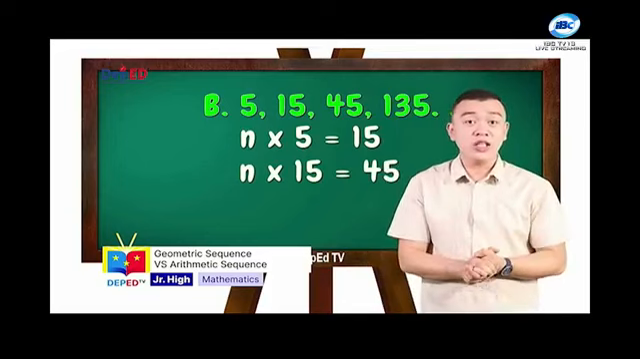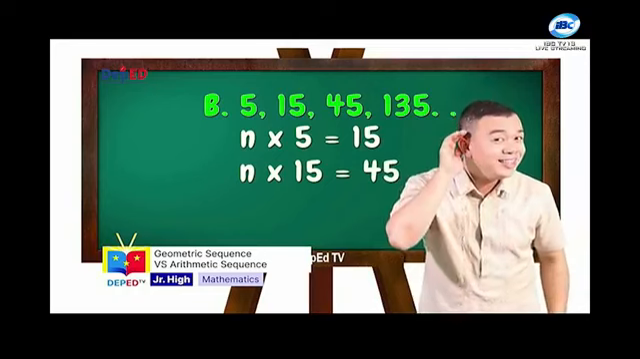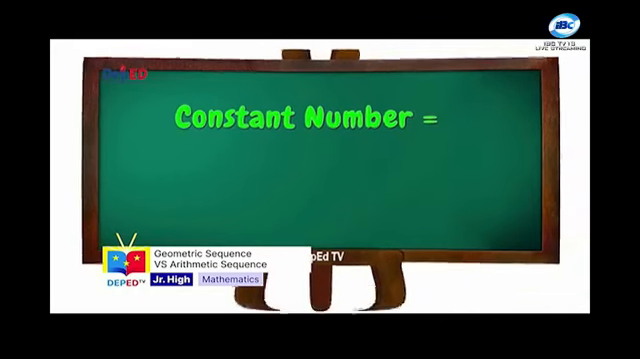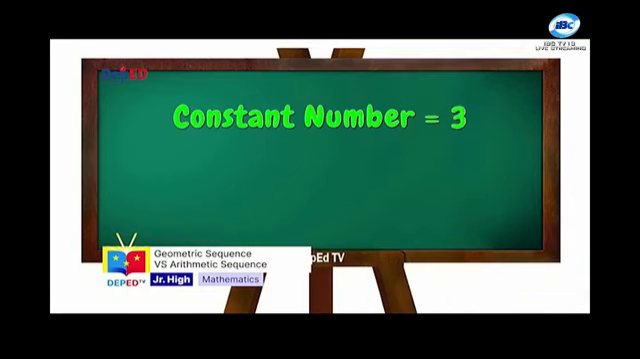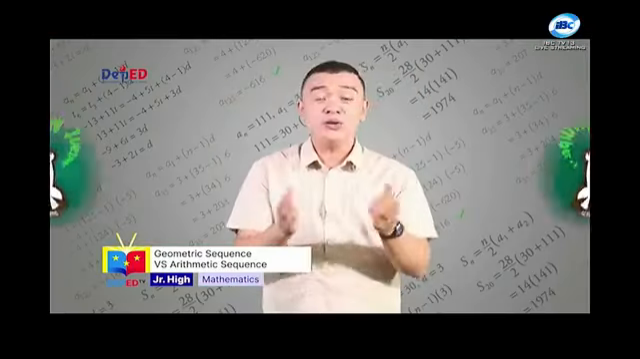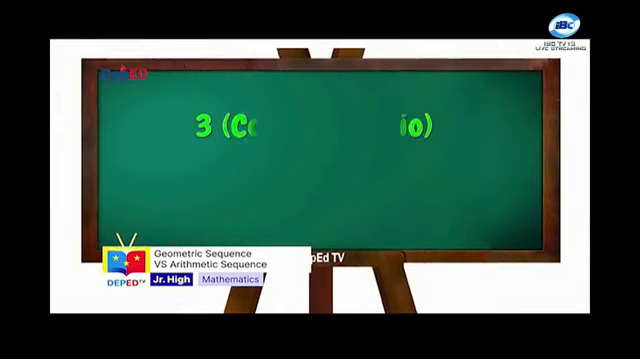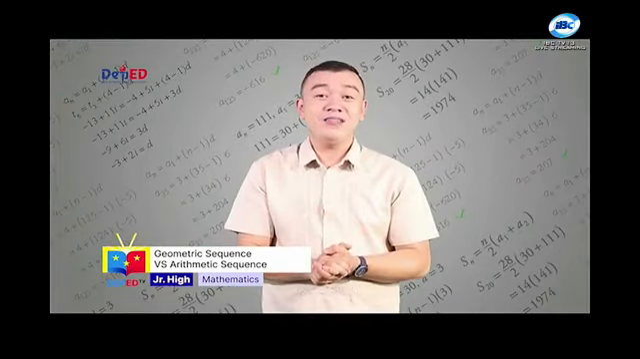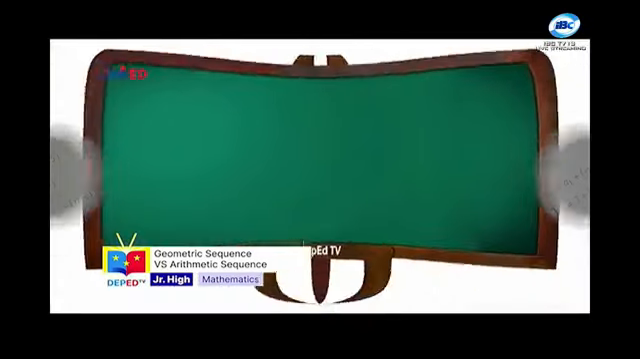And the same number is multiplied to the second term 15 to get the third term 45, and so on. What is the constant number? Yes, it's 3. And what do you call the constant number 3 multiplied to the term to get the succeeding term? Very well. We call it the common ratio.